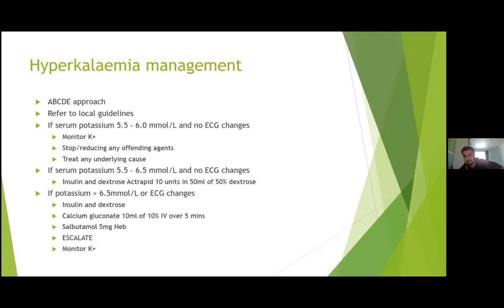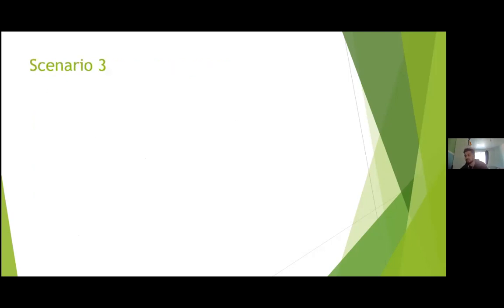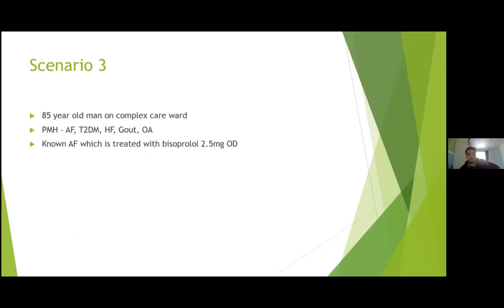Okay, so that's hyperkalemia. Coming on to the third scenario. An 85-year-old man on a complex care ward with a past medical history of AF, type 2 diabetes, heart failure, gout, osteoarthritis. The patient's got known AF and they're usually just on some rate control with bisoprolol 2.5 milligrams once daily.